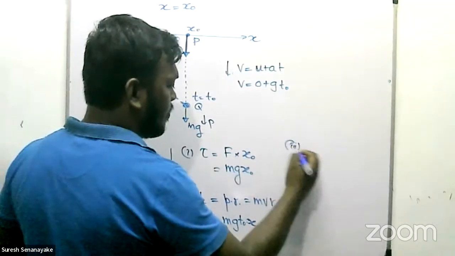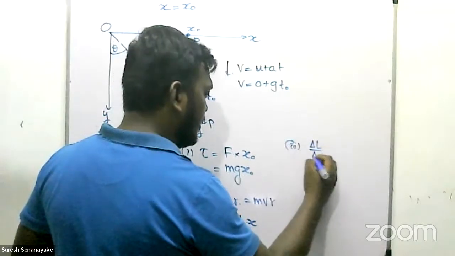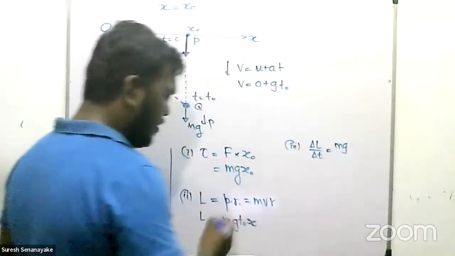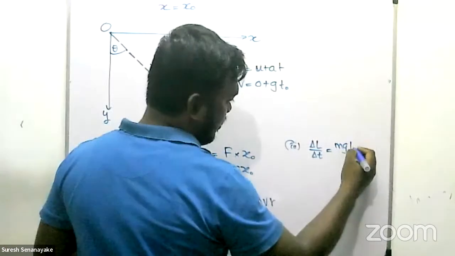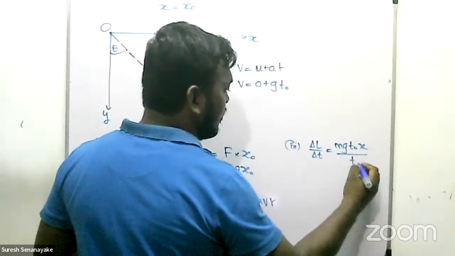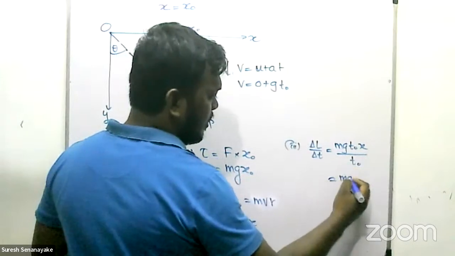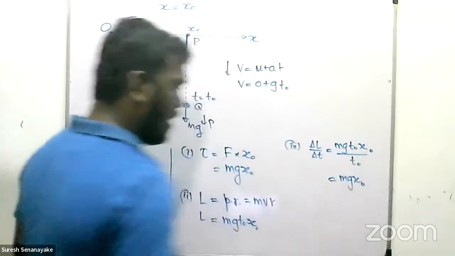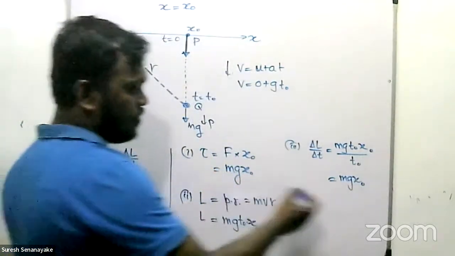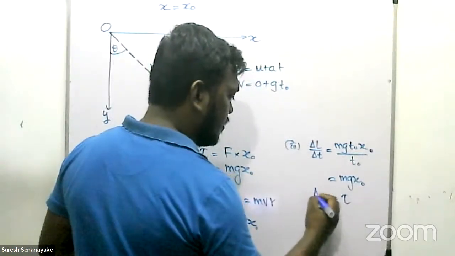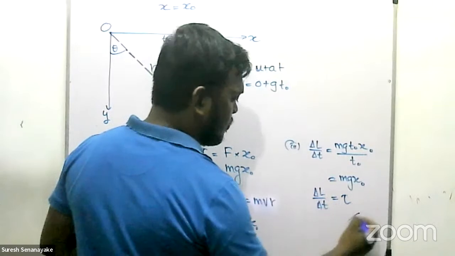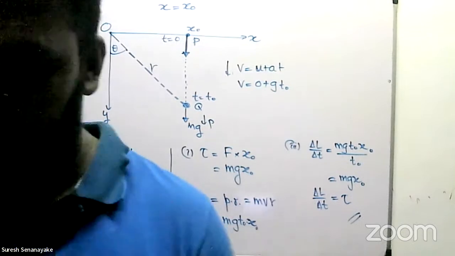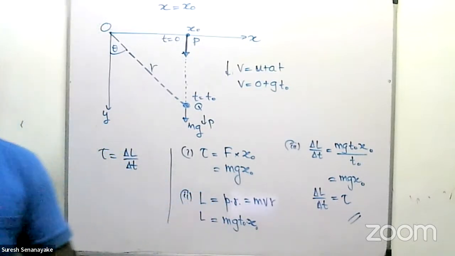And the third one is delta L over delta t. That equals the change in momentum, which is initially 0, to m g t naught x naught, divided by the time taken, t naught. Let's cancel this, m g x naught actually, sorry. And that equals, from the first one, m g x naught. So then delta L over delta t equals the torque. Clear?